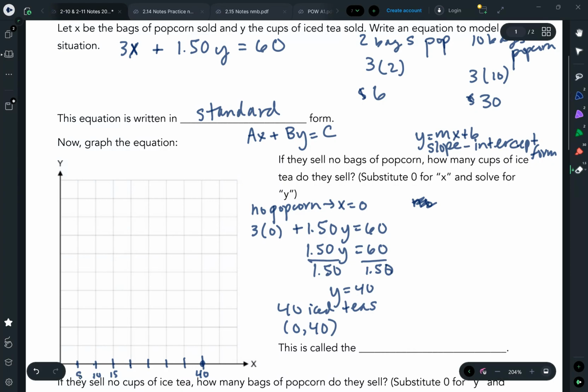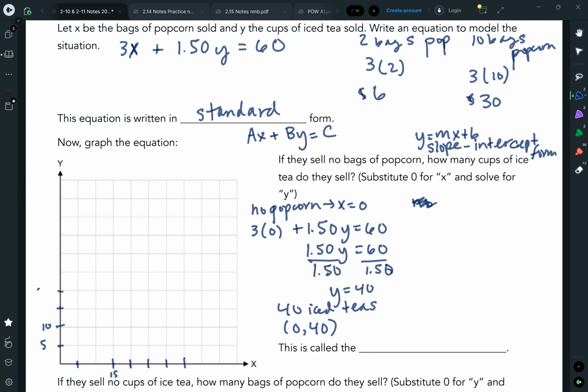We're solving for y, so I need to go on my y-axis. So let's go the other direction. 5, 10, 15, 20, 25, 30, 35, 40. Okay, so here's our (0, 40). So y is our iced tea, and x is our popcorn. Okay. So this point is called the y-intercept.